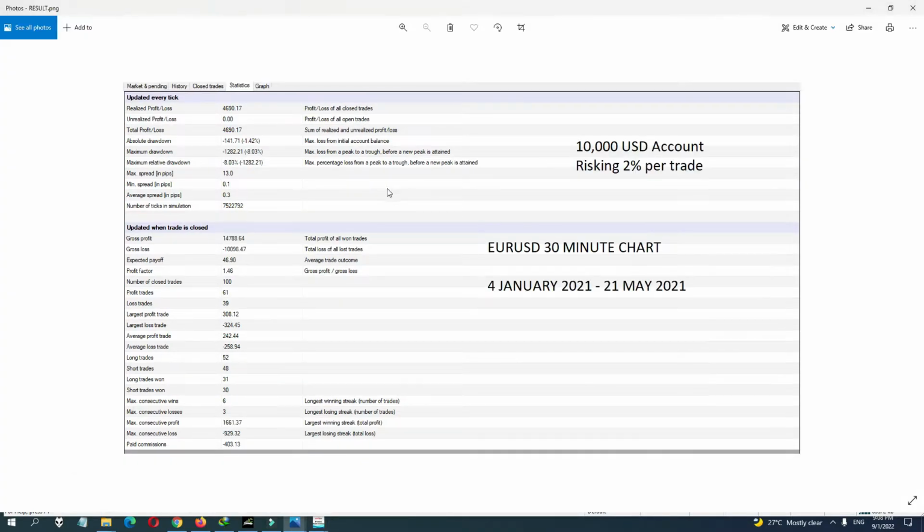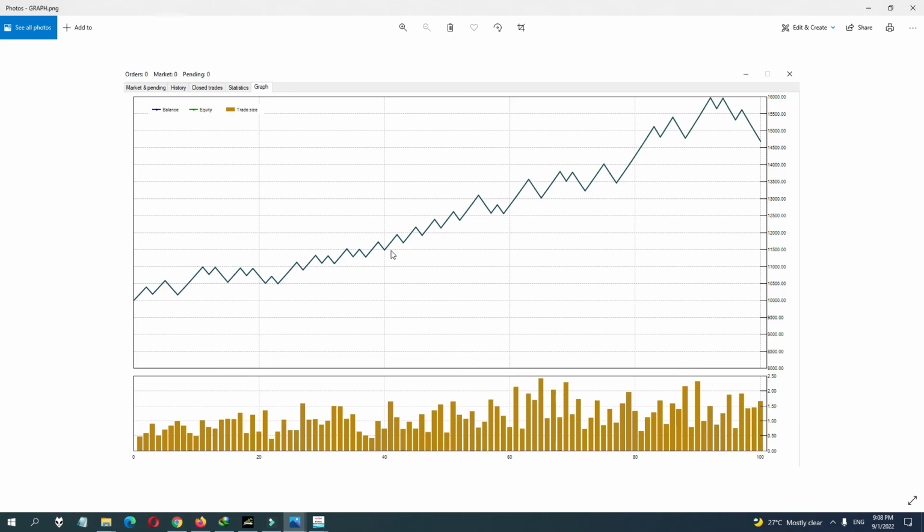Here's the result of the 100 backtests. We have 61 wins and 39 losses, with 6 consecutive wins and 3 consecutive losses. If it has more than 60 for 1-to-1, it's pretty good. We made $4,600 in 100 trades, so that's a 46% gain on the account. This is the graph. It's pretty good.